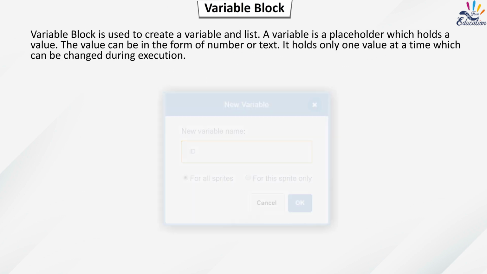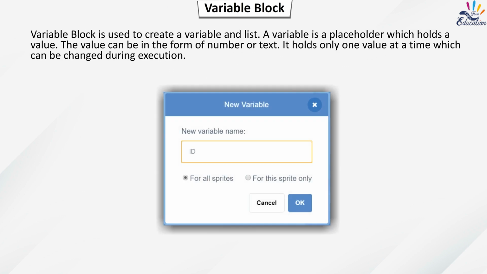Variable block. Variable block is used to create a variable and list. A variable is a placeholder which holds a value. The value can be in the form of number or text. It holds only one value at a time which can be changed during execution.